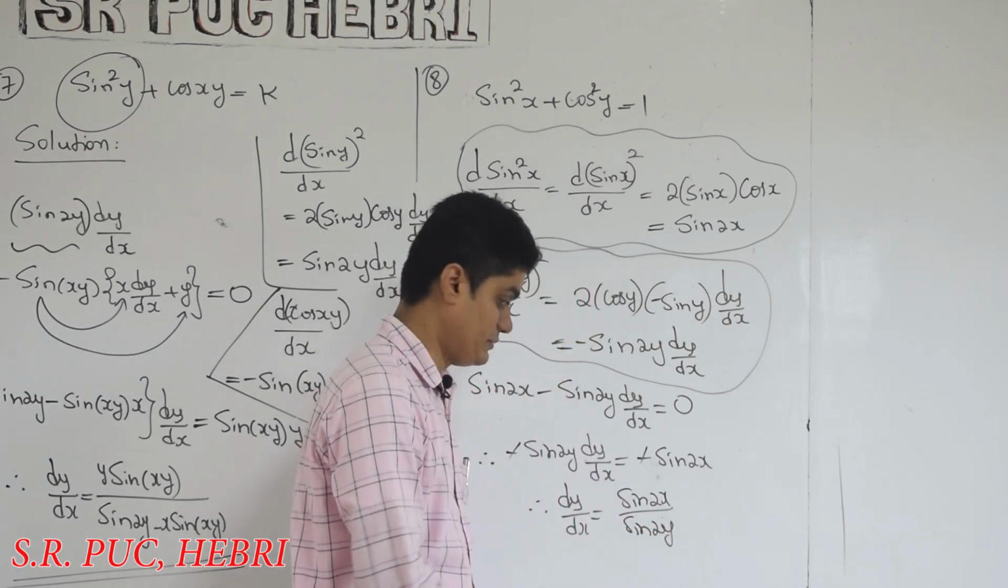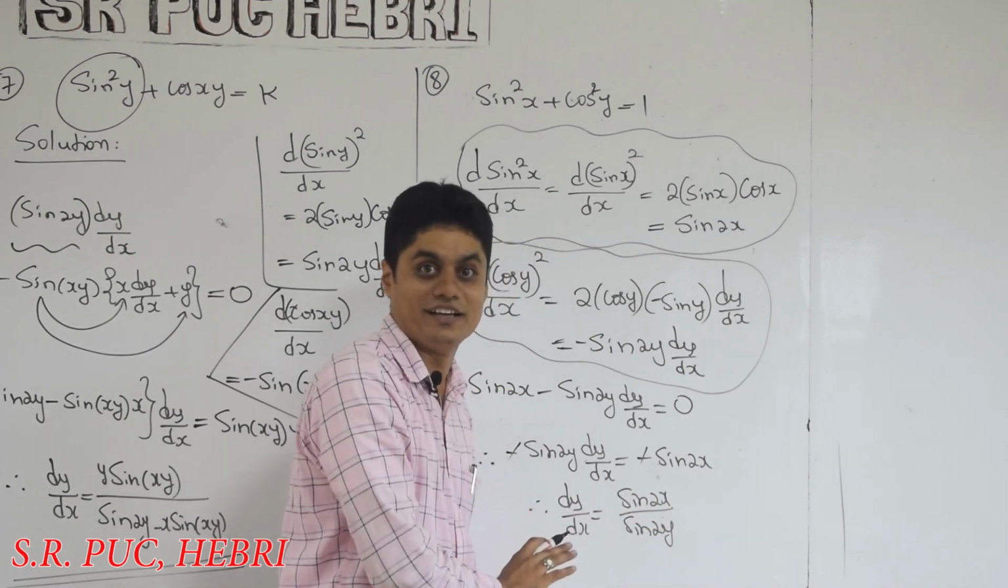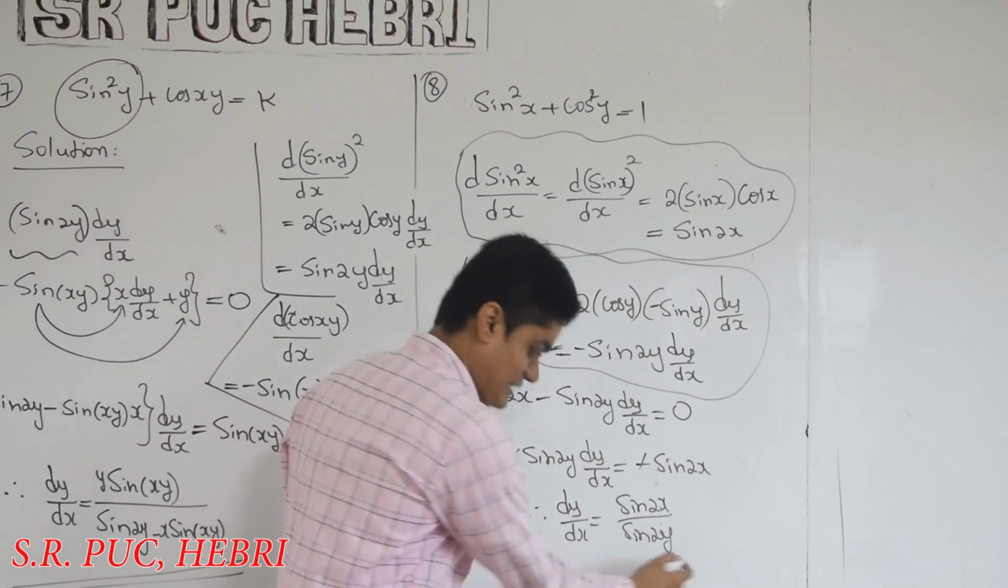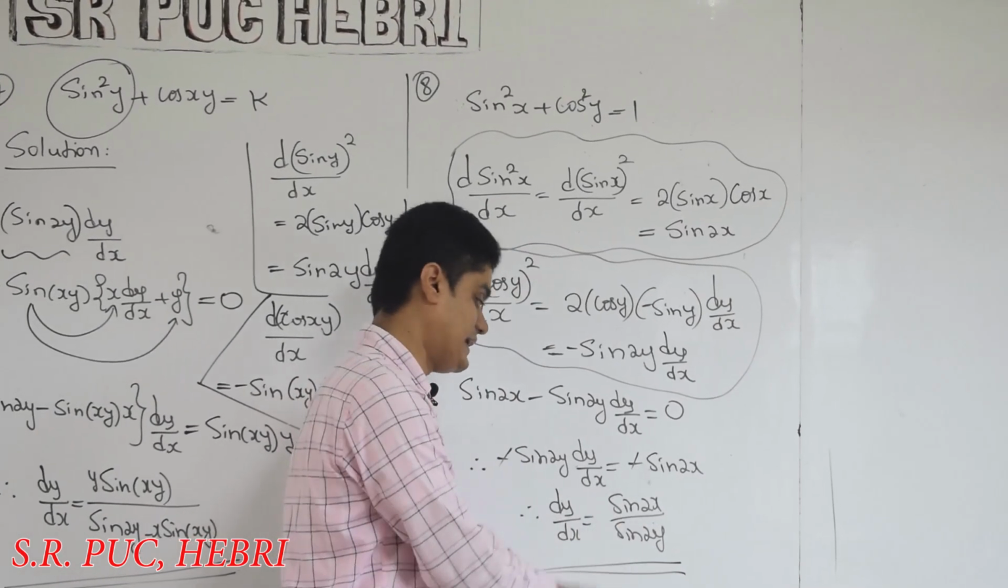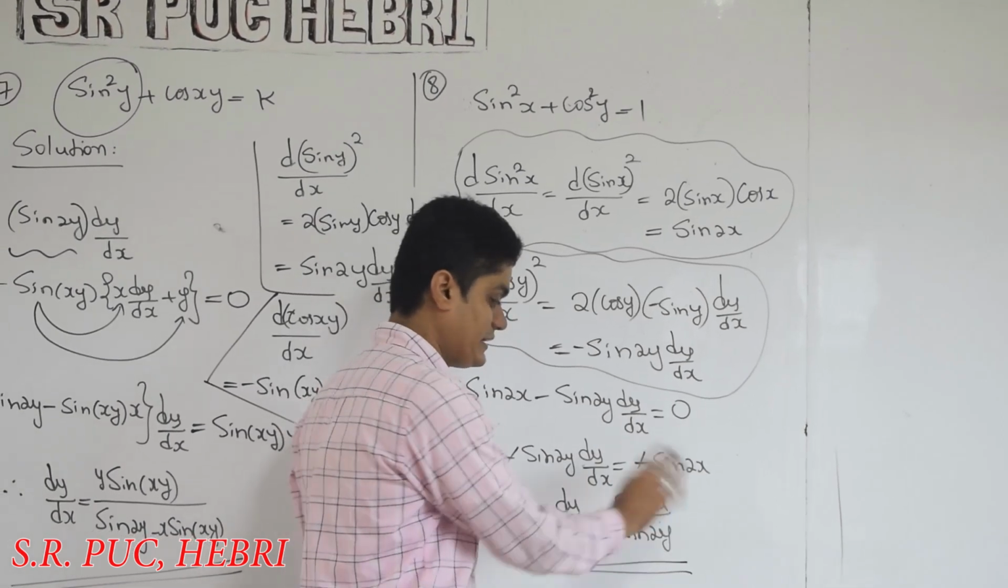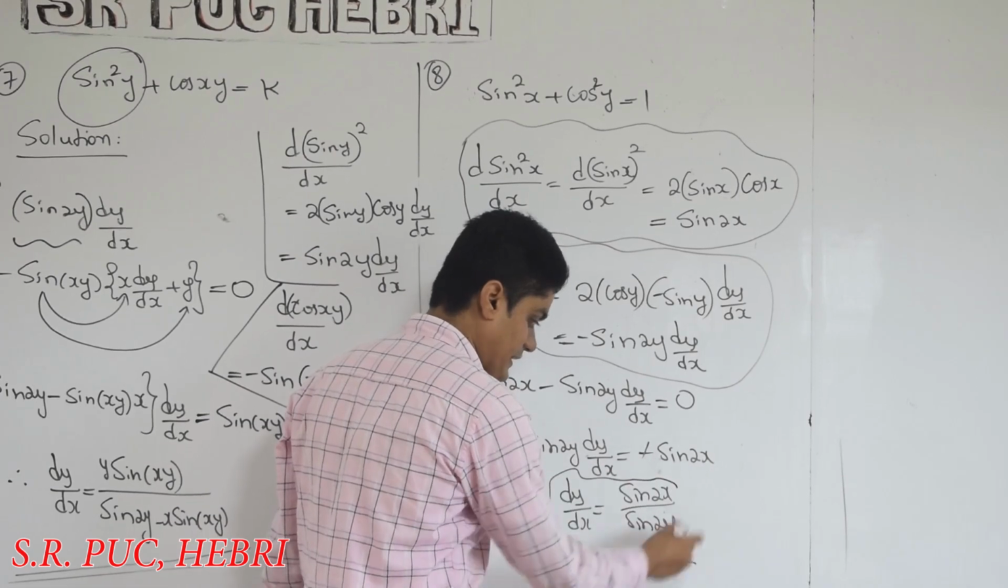Don't show any talent here. Just cancelling s, i, n, 2, the remaining is x by y. That is not possible. Just keep this answer. Don't write anything else because it is not possible. I know you'll write tan, cot, or cancel sin, remaining 2x by 2y. So don't do that. This is the final answer.